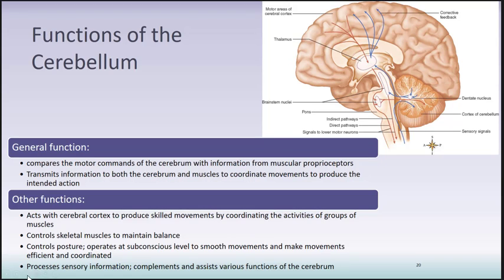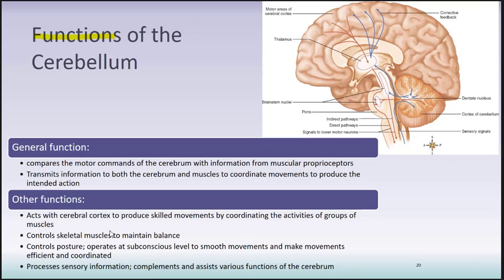Okay, now let's finish up with functions of the cerebellum. Achievement of coordinated movements results in combined efforts from both the cerebrum as well as the cerebellum. Impulses from the cerebrum may be what triggers the actual action to occur. But the impulses from the cerebellum are really involved in planning and coordinating the contractions and the relaxations of the various muscles once movement has begun. So it plays a very important role.